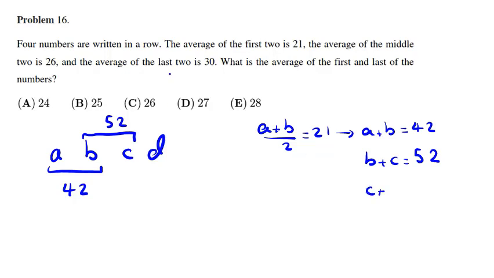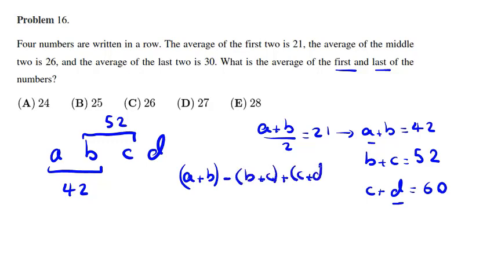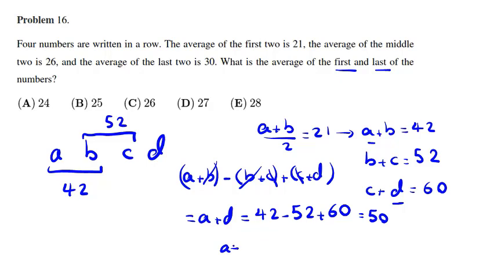And the average of the last 2 is 30, so C plus D is 60. What's the average of the first and last of the numbers? So we consider A plus B minus B plus C plus C plus D. And it will be what? B and C will be cancelled, and it will be A plus D. It was 42 minus 52 plus 60. 42 minus 52 is negative 10. 60 minus 10 will be 50. And (A plus D) over 2 is 25, the average. So the answer is B.